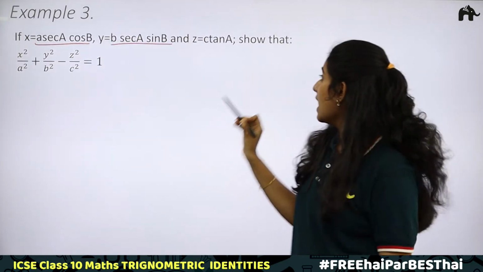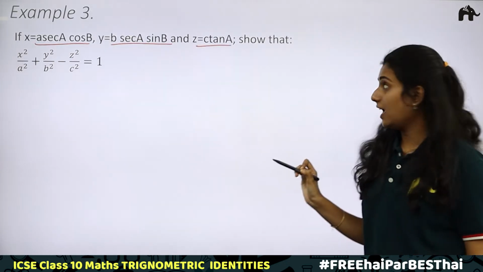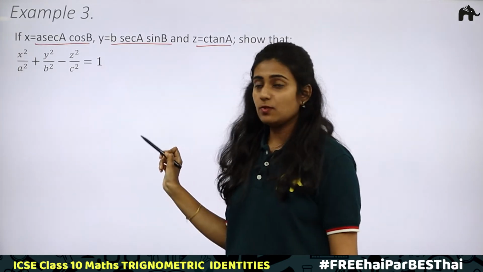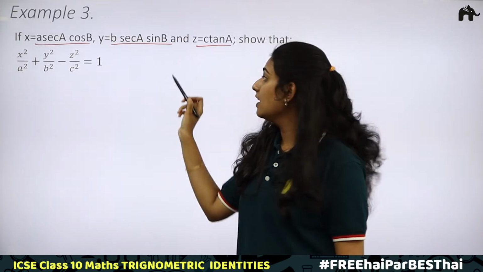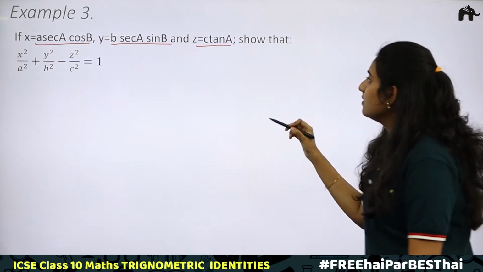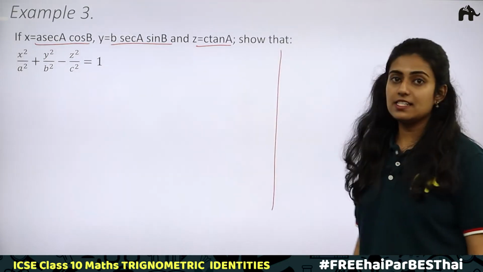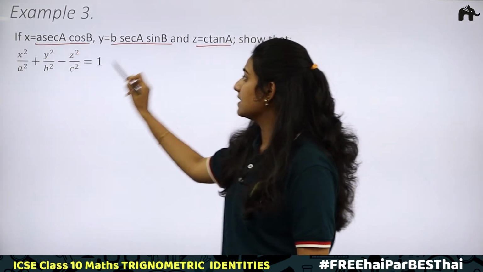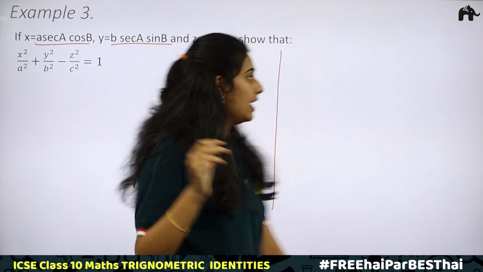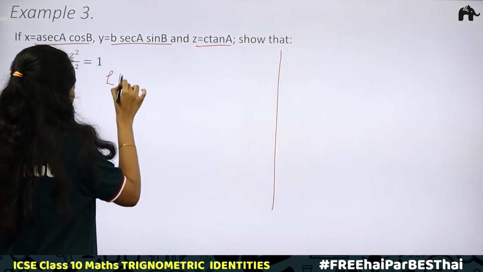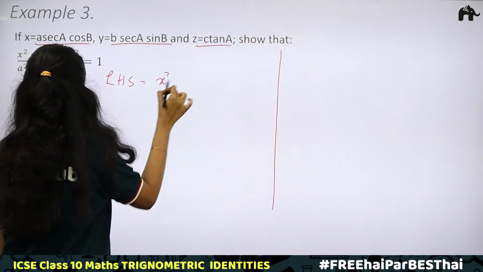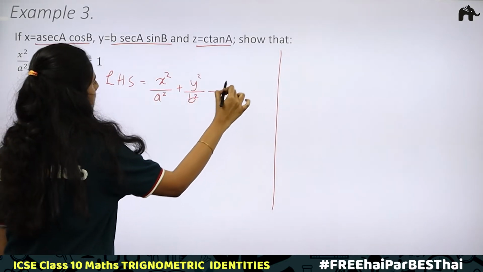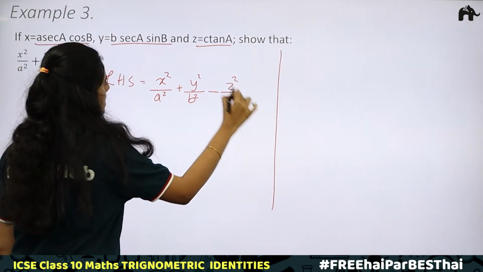Third example: if x is equal to a sec a cos b, y is equal to b sec a sin b, and z is equal to c tan a, show that x square by a square plus y square by b square minus z square by c square is equal to 1. Here x is given, y is given and z is given. We are going to put these values of x, y and z in this equation. Take the left hand side part of the equation, LHS. We have x square by a square plus y square by b square minus z square divided by c square.